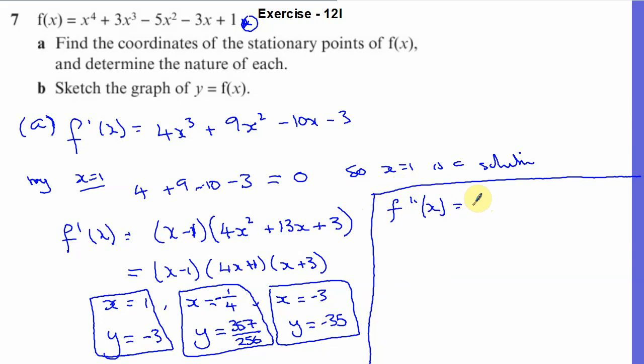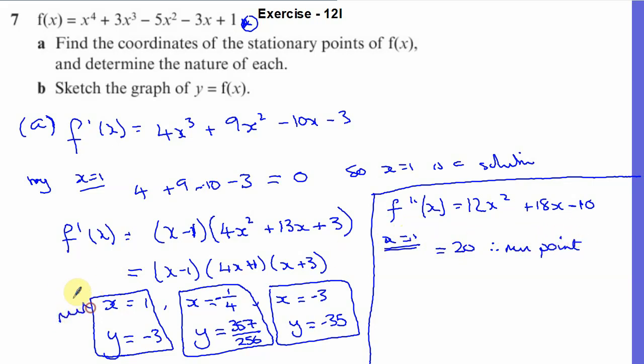So my second derivative is going to be 12x squared plus 18x minus 10. And I'm going to substitute in the x value of each. So x equals 1, I'm going to get a value for f''(x) of 20. Therefore, that is a min point.